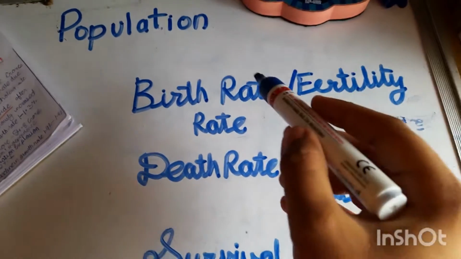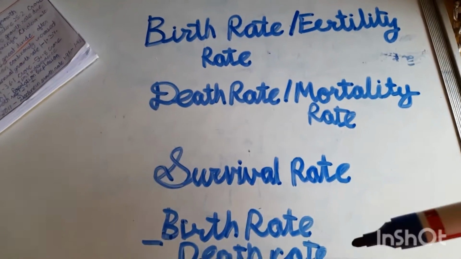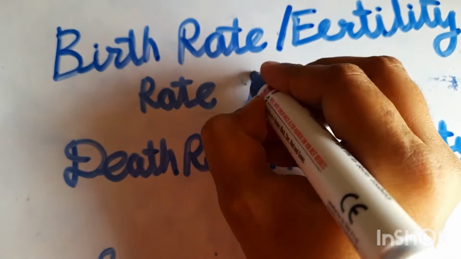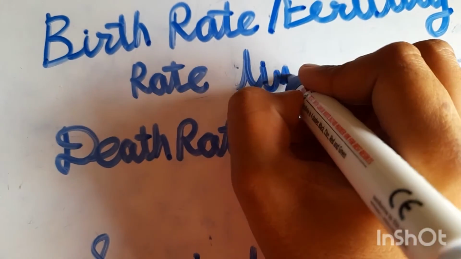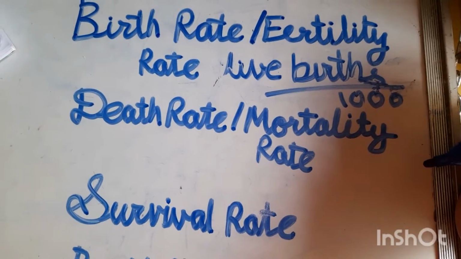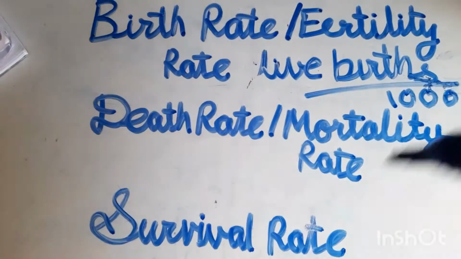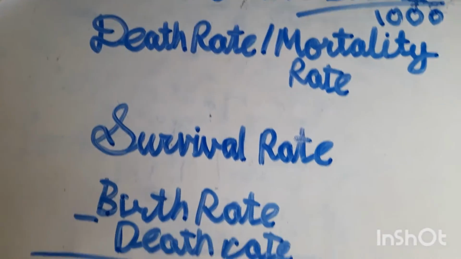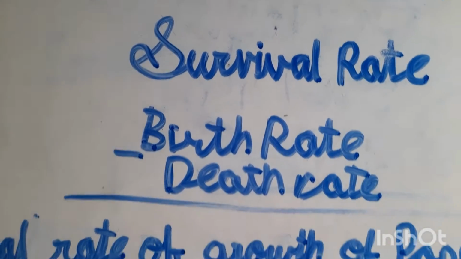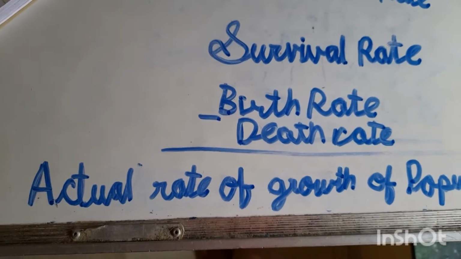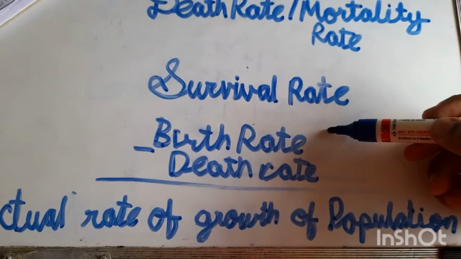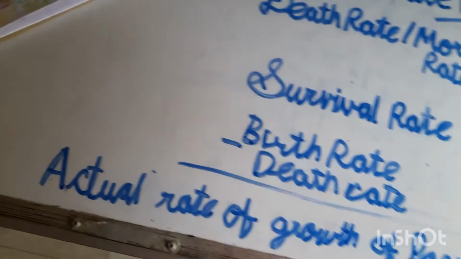The first concept which comes here is birth rate, death rate, and the survival rate. Birth rate is also known as fertility rate. It is nothing but the number of live births per thousand living population. Similarly, death rate is the number of deaths per thousand of living population. Survival rate, this is a new concept. It is birth rate minus death rate. To put it in simpler terms, it is the actual rate of growth of population. So number of births minus number of deaths.